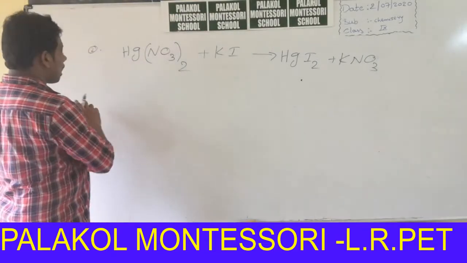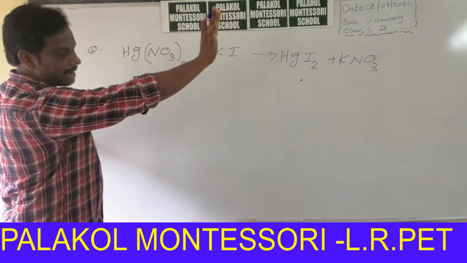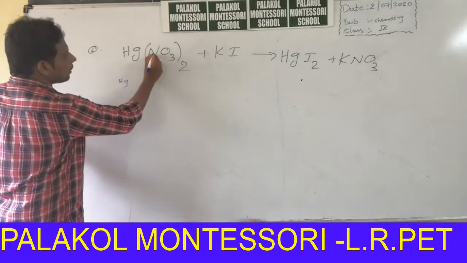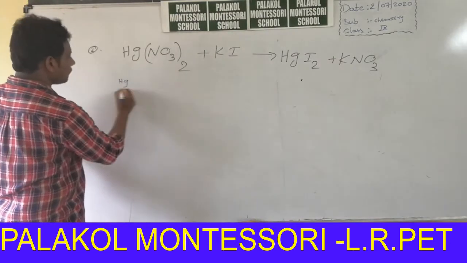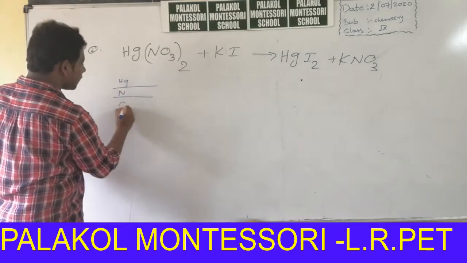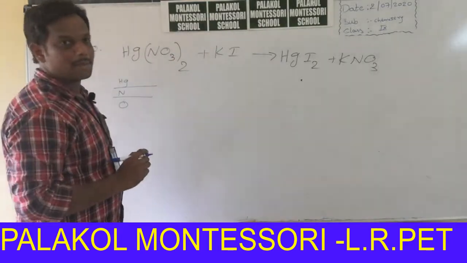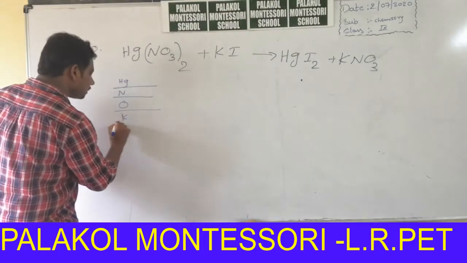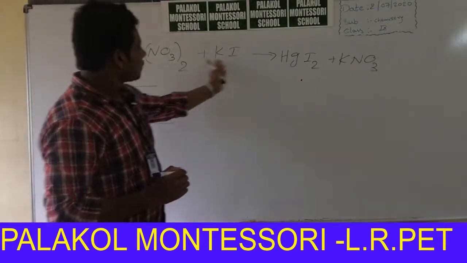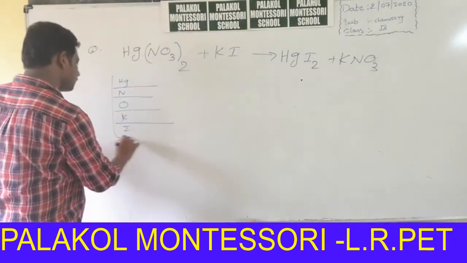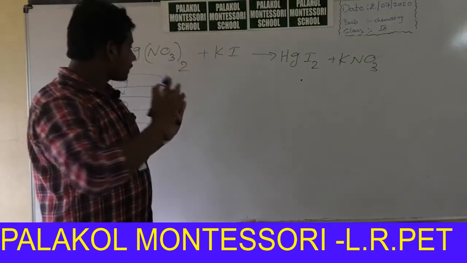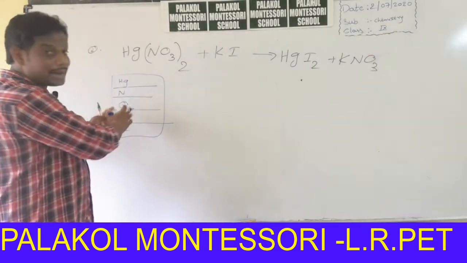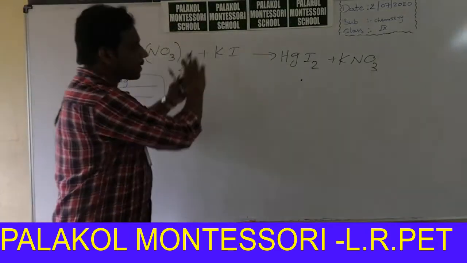So here, in this particular chemical equation, which elements are there? Mercury is there. N for nitrogen, nitrogen is there. Next, oxygen is there. K for potassium, atomic number 19, potassium is there. I for iodine, iodine atoms are there. These are the different atoms of different elements which are involved in this particular chemical reaction.